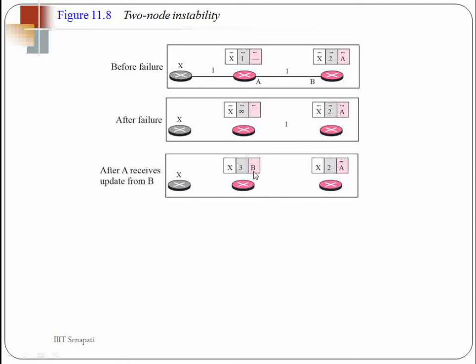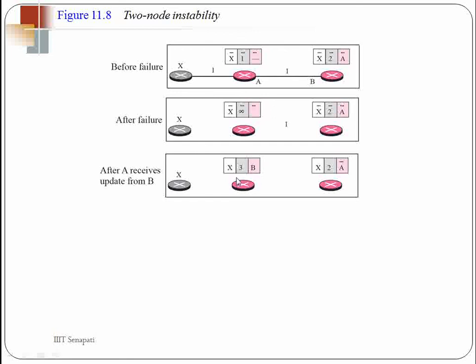So B updated its table, since B has information that it can go in two hops. So let us update it, and we are writing we can reach X in three hops. In one hop I can reach B, and from B there is a path in two hops. So X we can reach in three hops.